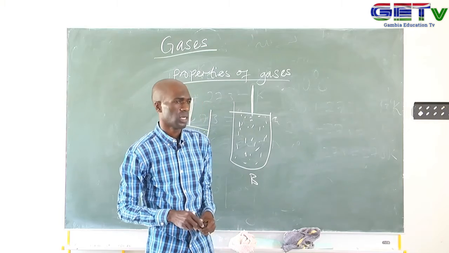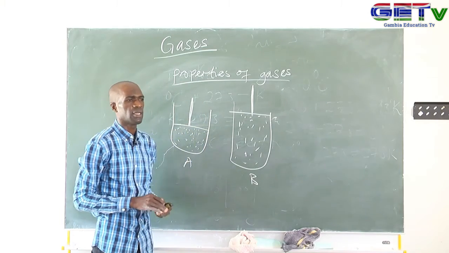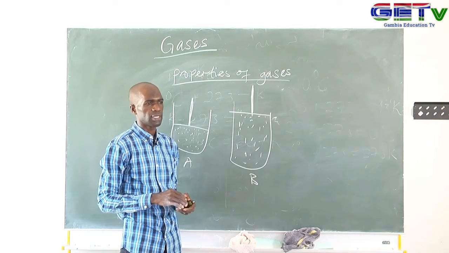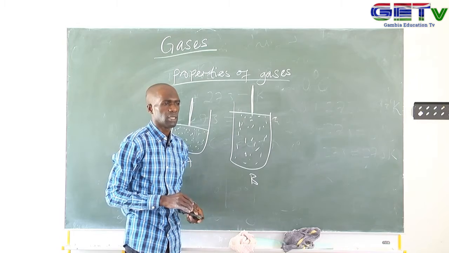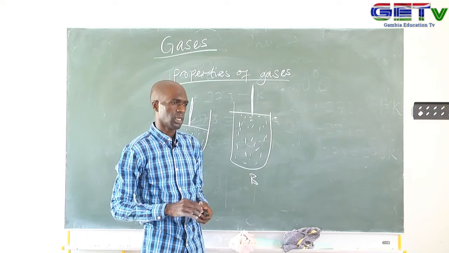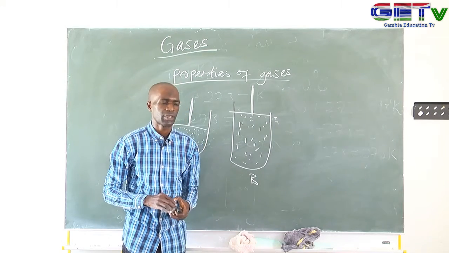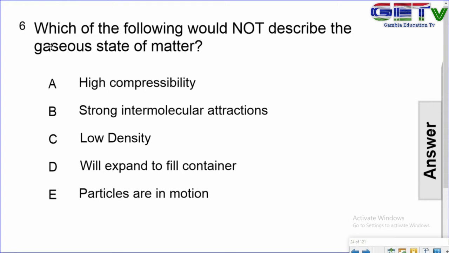So let's answer this question. Which of the following would not describe the gaseous state of matter? A, high compressibility; B, strong intermolecular attractions; C, low density; D, will expand to fill container; and E, particles are in motion. Which of the following would not describe the gaseous state of matter? The correct answer here is B, strong intermolecular attractions.